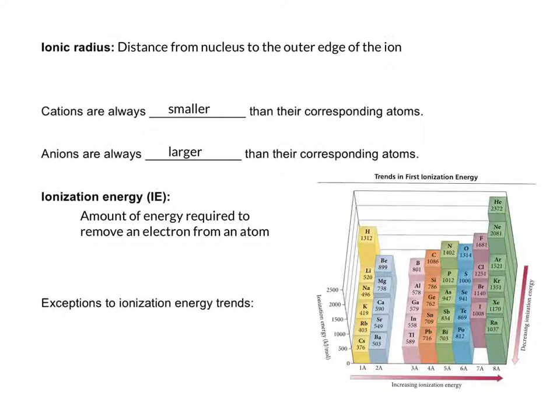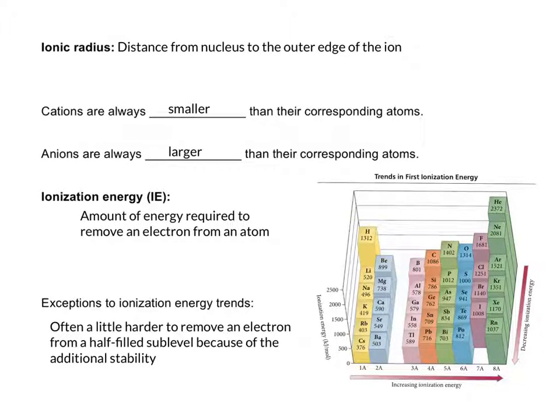Exceptions to this are when we have half-filled or fully filled sublevels, and the reason is because of that extra stability that I mentioned in the previous slides. And so if you're comparing the ionization energy for oxygen versus nitrogen, you would think oxygen should be harder because it's further to the right, and therefore there's a higher effective nuclear charge. But it turns out that because nitrogen has that extra little bit of stability because its P sublevels are half full, it actually is a little bit harder to remove that electron from nitrogen than it was from oxygen.